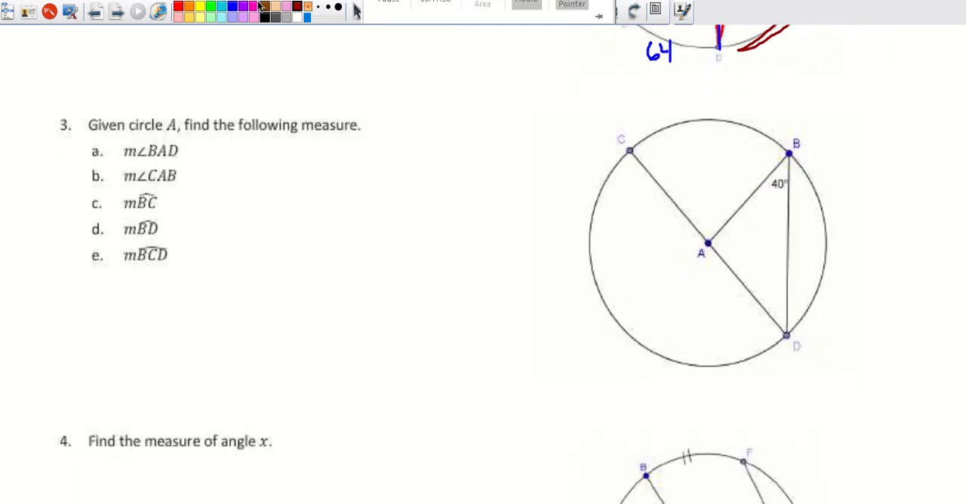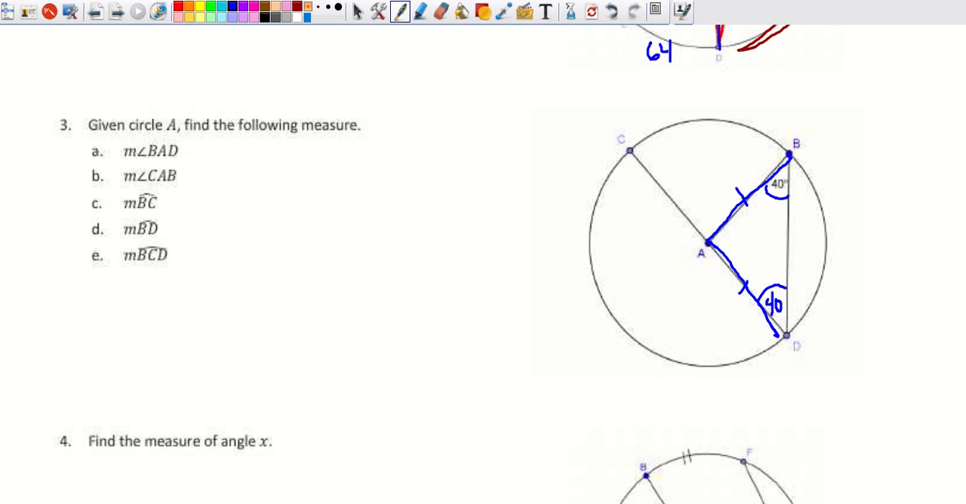For number 3, go ahead and pause again here. Okay. Remember that these lines are the radii, so these are equal, meaning that this triangle is isosceles. The radii. So these two angles are 40 degrees. Okay.